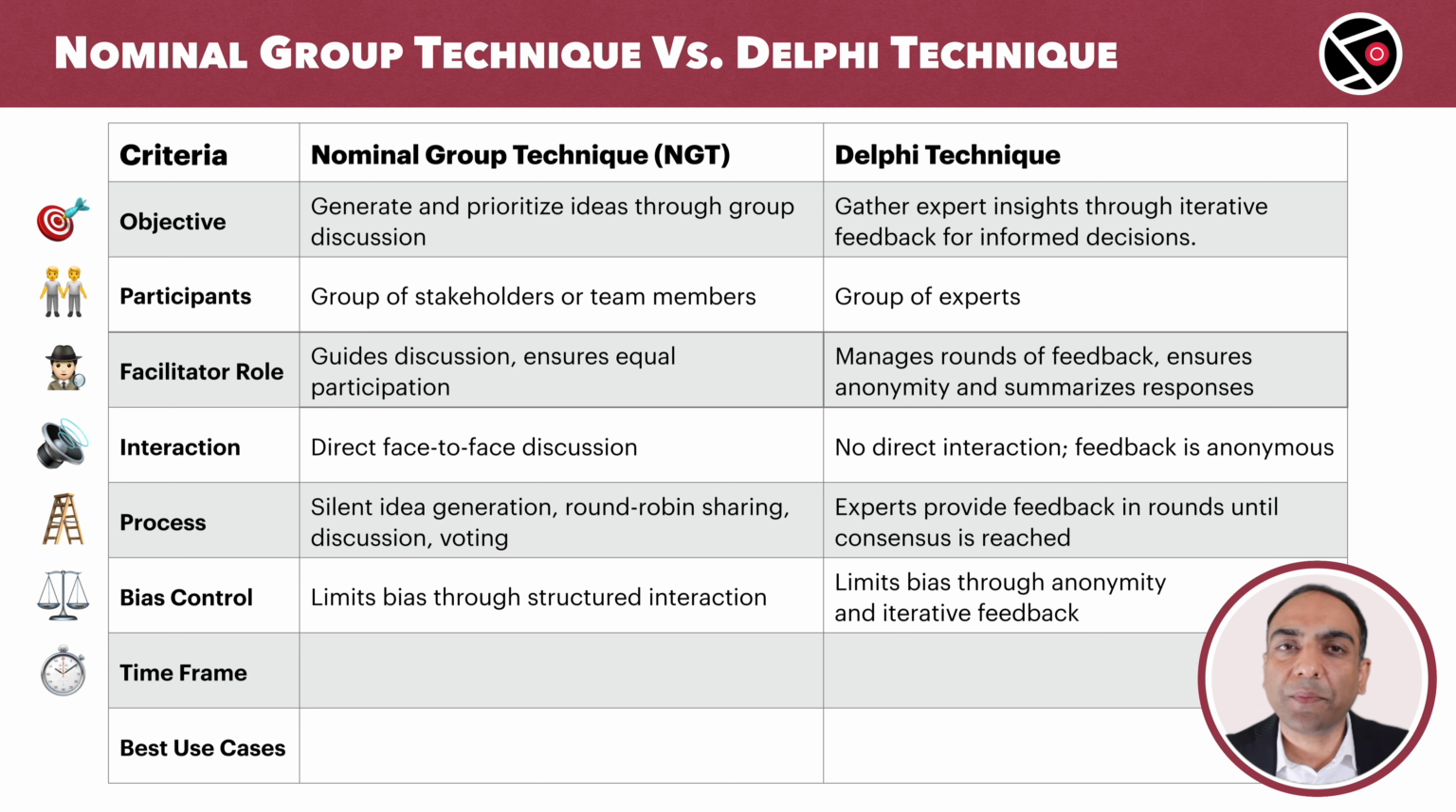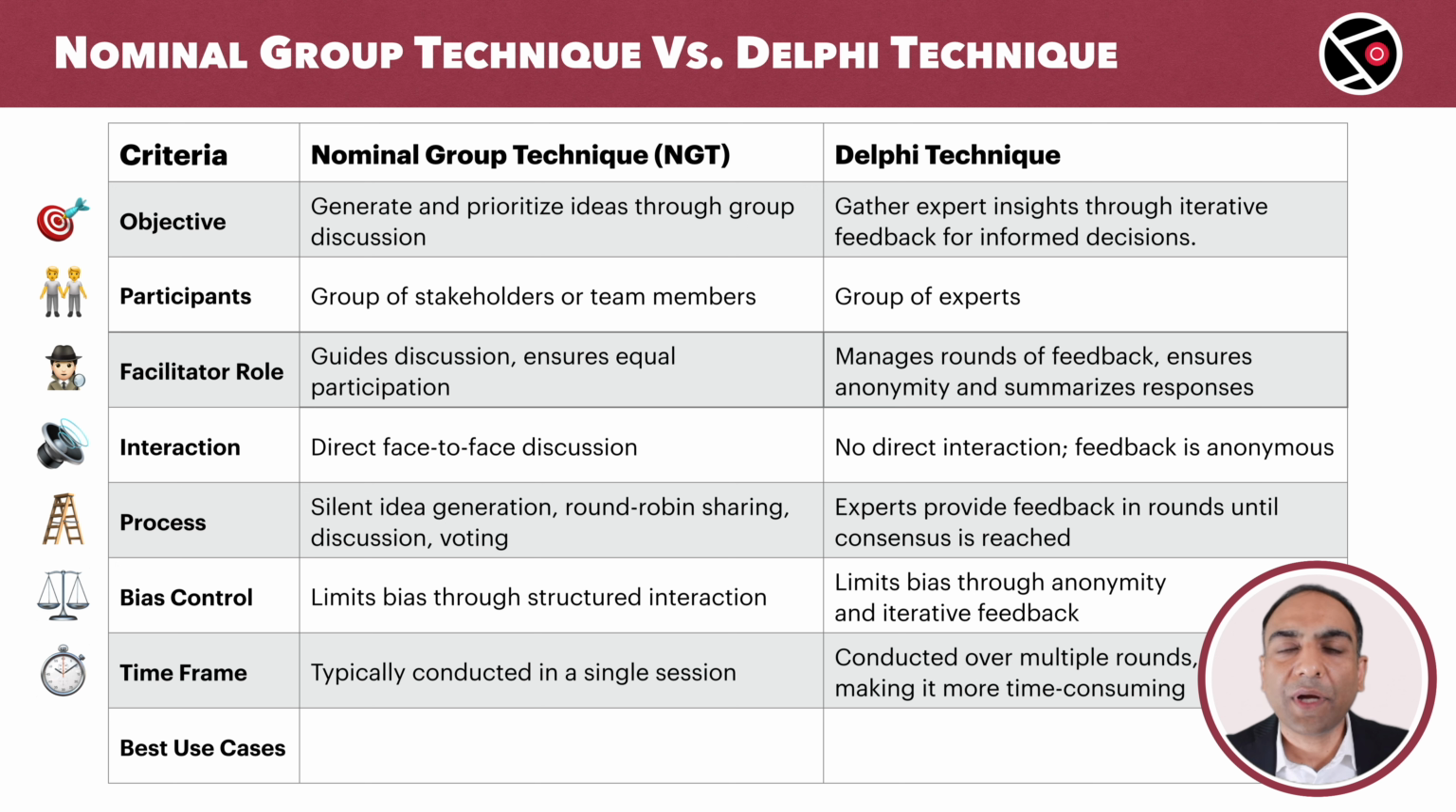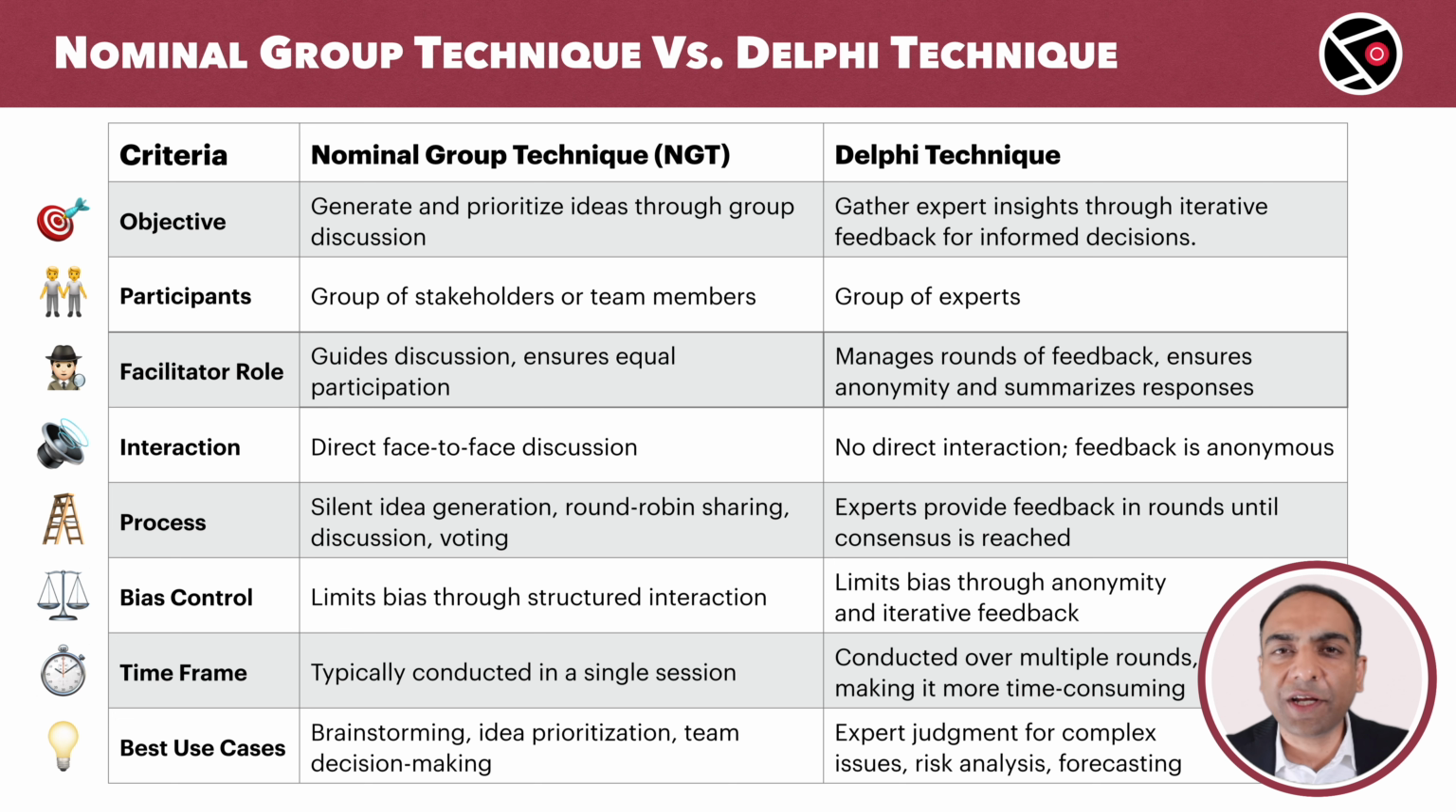Then we have the time. NGT usually takes place in a single session, so it's quicker. Delphi, however, takes longer because it's done over multiple rounds, with time in between for feedback and refinement. Finally, the use case. NGT is great for brainstorming, prioritizing ideas, or making team decisions. Delphi is best when you need expert judgment on complex issues like risk analysis or forecasting.